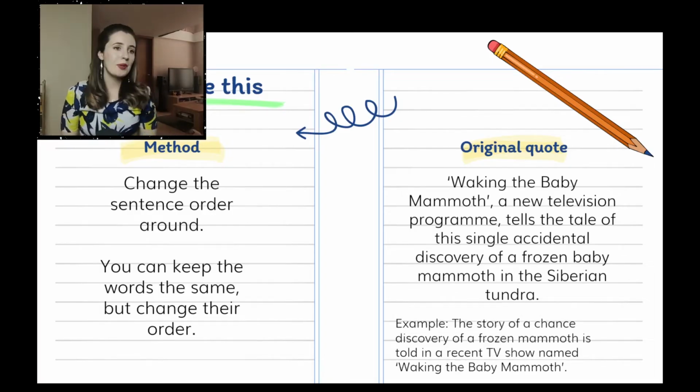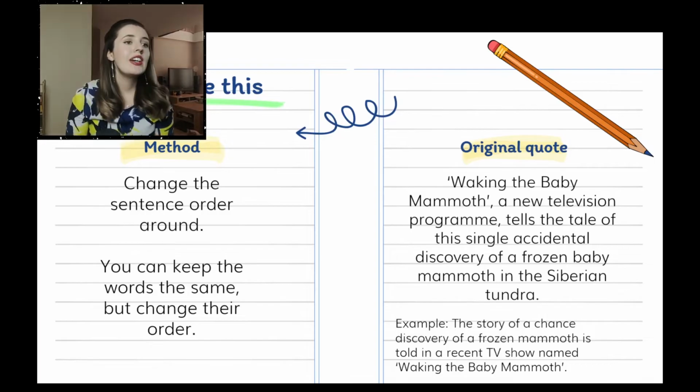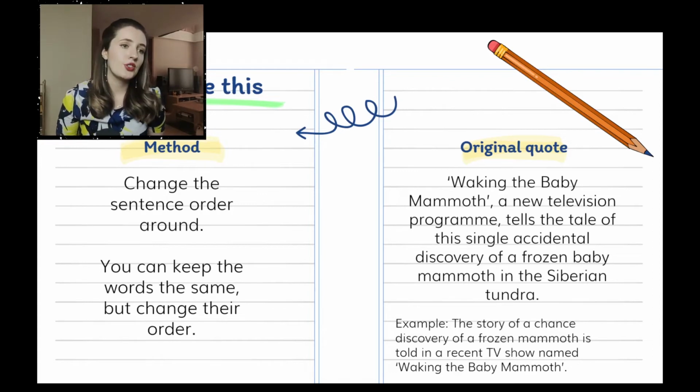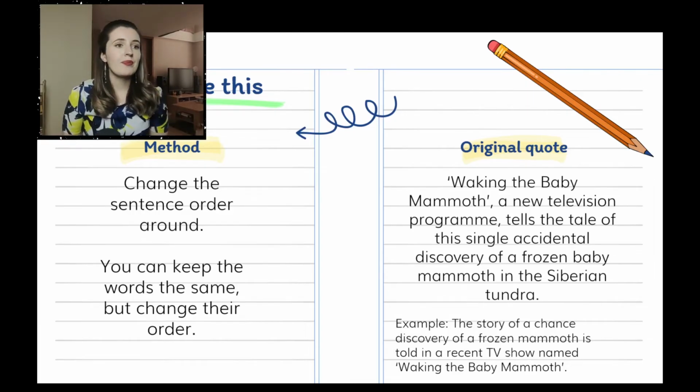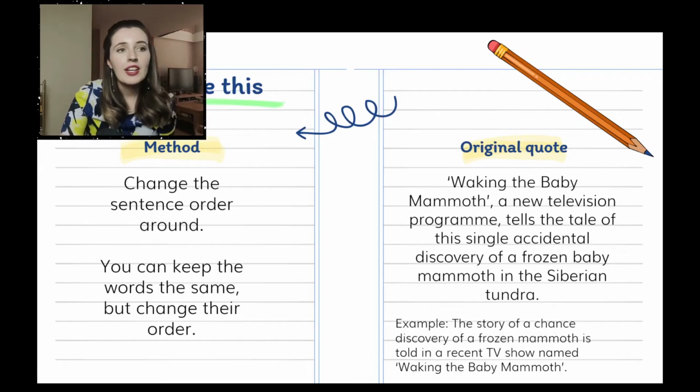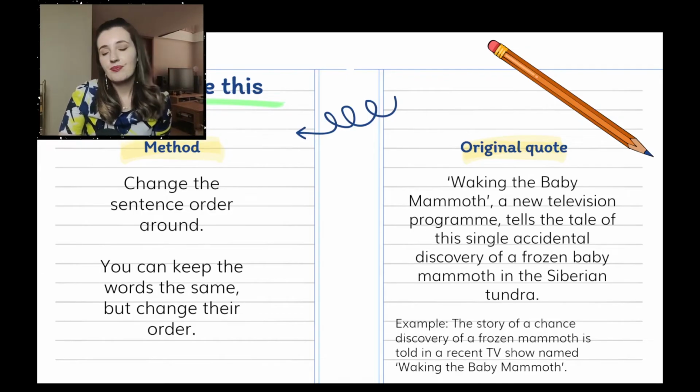And my example: The story of a chance discovery of a frozen mammoth is told in a recent TV show named Waking the Baby Mammoth. So you can see that in my example, I've changed the sentence order around. Rather than beginning with the TV show, I'm ending with it, and I've just flipped around the information. And I've also used synonyms, so going from single accidental discovery to chance discovery.